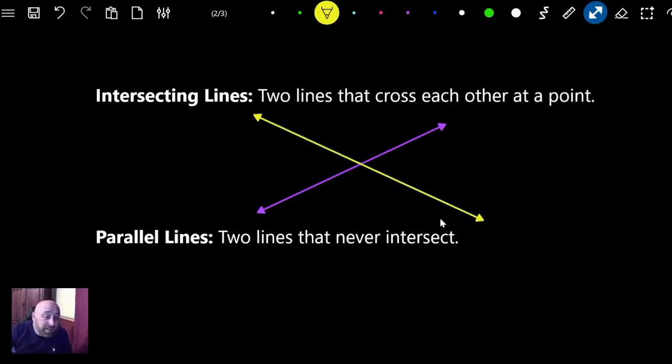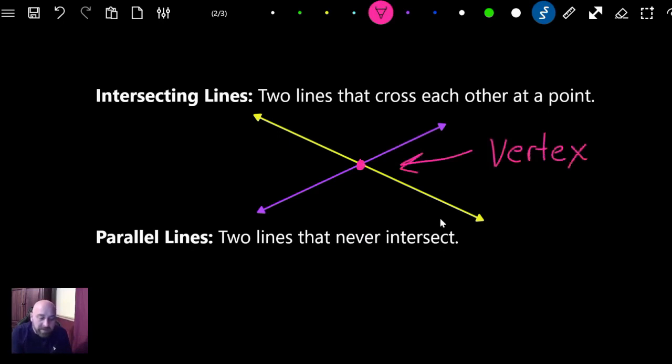Well, these lines crossed each other. They intersected at this point right here. Let's put a point right there, okay? So this point is actually called the vertex. And that should make sense, right?